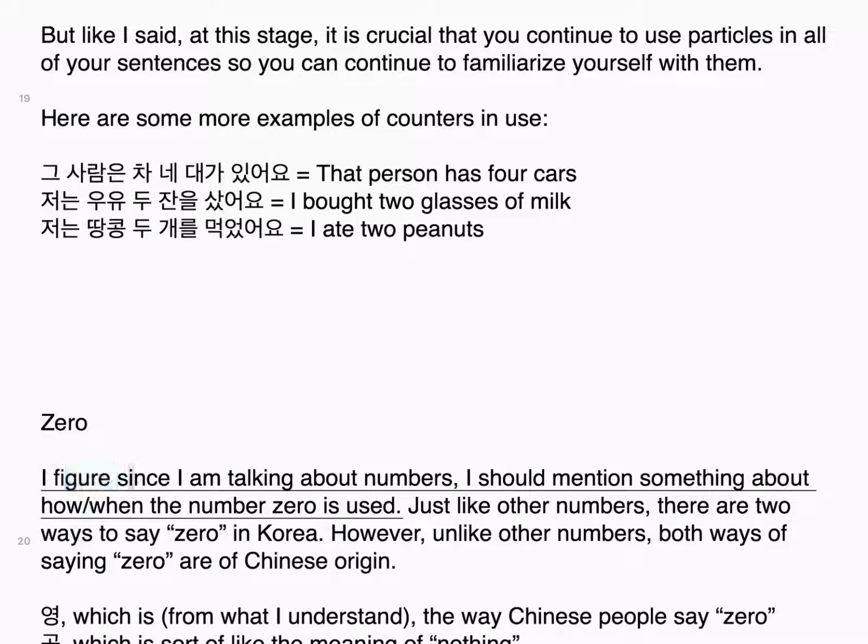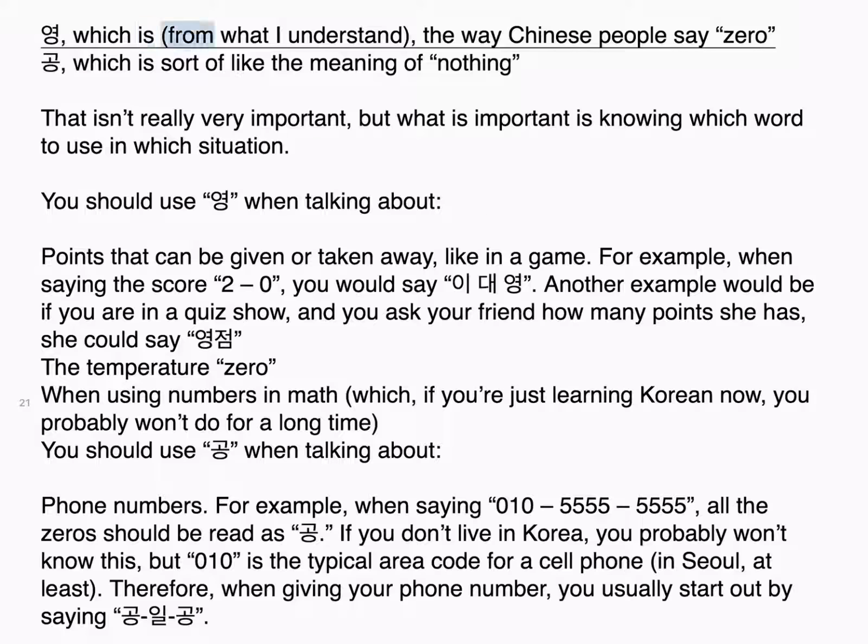0. I figure since I am talking about numbers, I should mention something about how the number 0 is used. Just like other numbers, there are 2 ways to say 0 in Korean. However, unlike other numbers, both ways of saying 0 are of Chinese origin. 영, which is, from what I understand, the way Chinese people say 0. 공, which is sort of like the meaning of nothing.